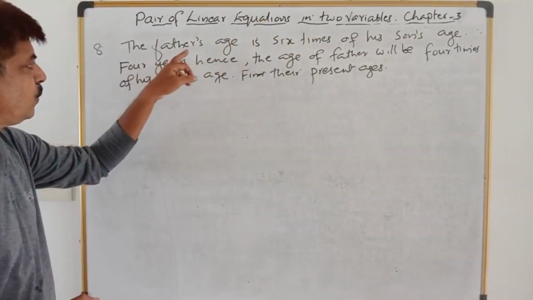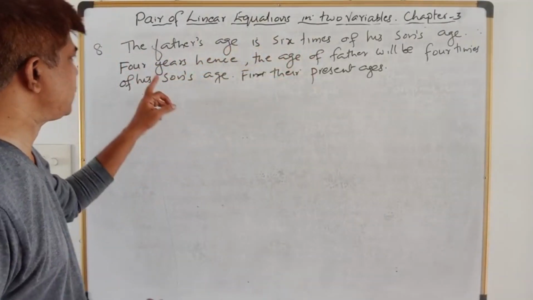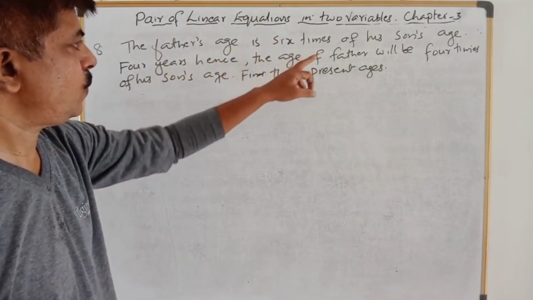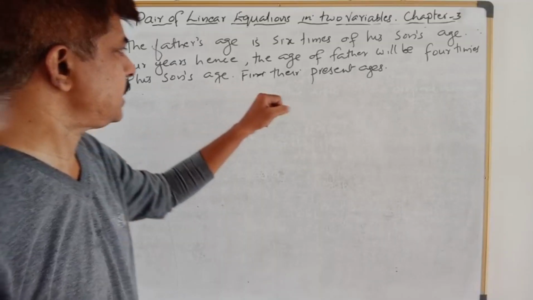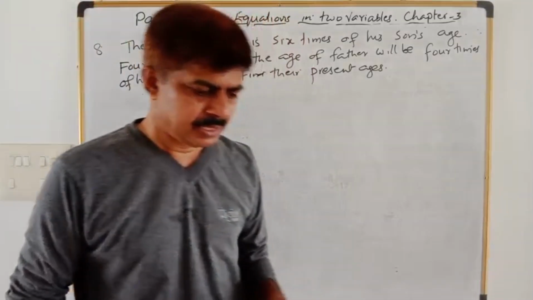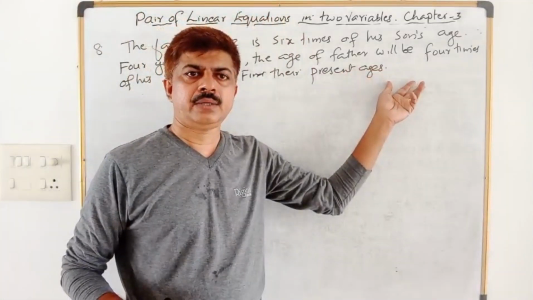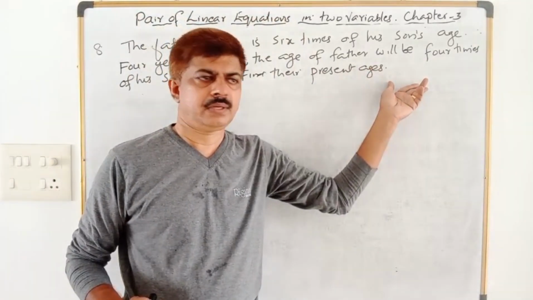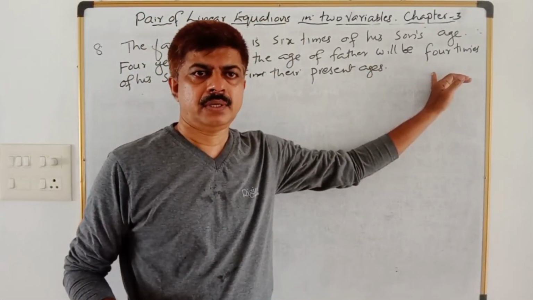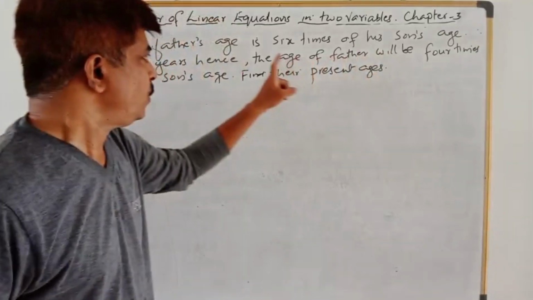Read the question. The father's age is 6 times his son's age. 4 years hence, the age of the father will be 4 times his son's age. Find their present ages. Okay, students, questions related to ages are very important for the board exam. Be very careful.